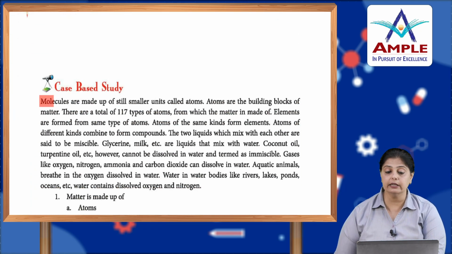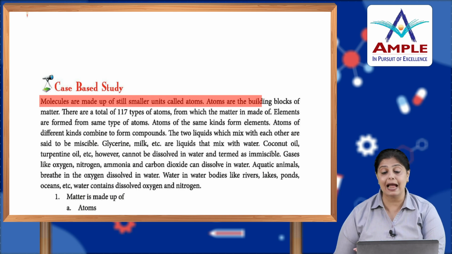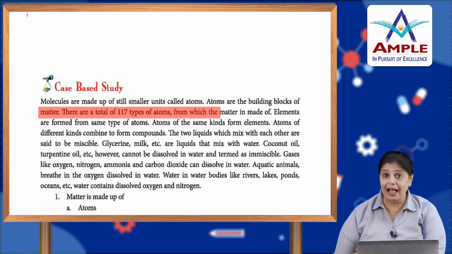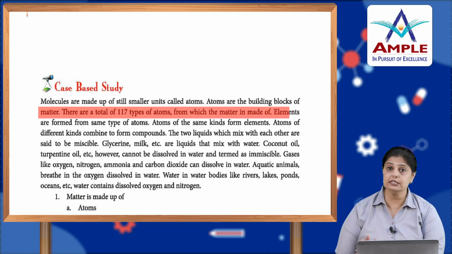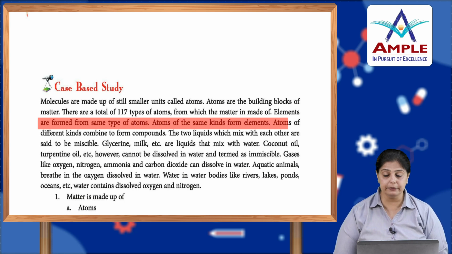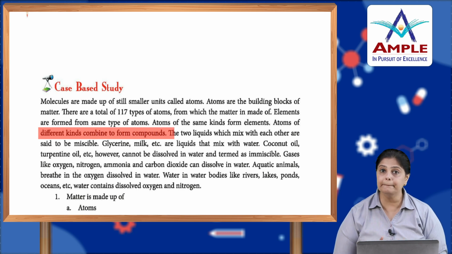Now, case based study. Molecules are made up of still smaller units called atoms. Atoms are the building blocks of matter. How many types of atoms are there? There are 117 types of atoms from which matter is made up. Elements are formed from the same types of atoms. Atoms of the same kind form elements. Atoms of different kinds combine together to form compounds.